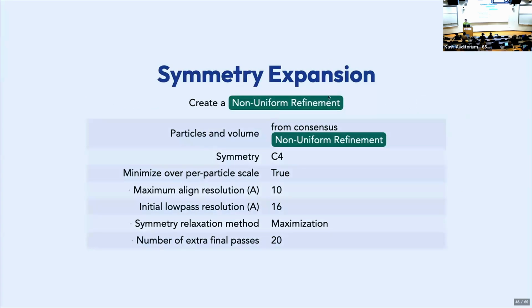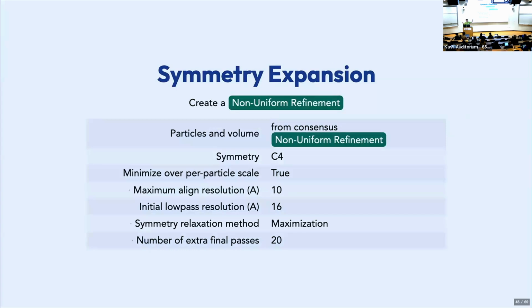This is symmetry relaxation. Imagine, symmetry relaxation is when we align the particles once and then check the symmetry-related positions, right? So we treat them as C1 symmetric, but we know we should check the symmetry-related poses. Okay, so we're going to plug in to a non-uniform refinement.